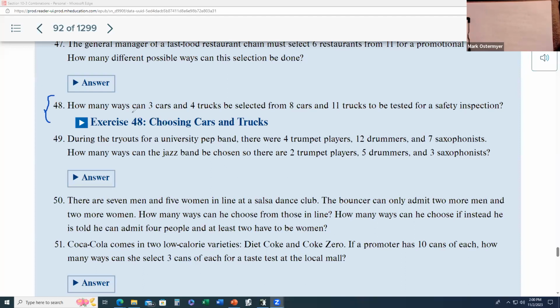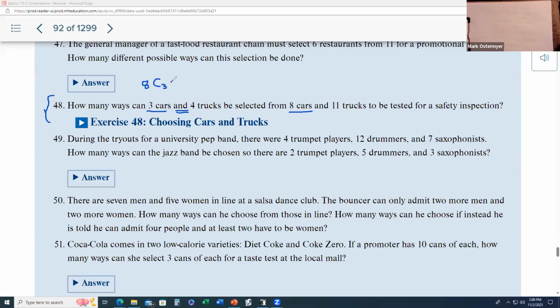All right, let's take a look at this one here. It says, how many ways can 3 cars and 4 trucks be selected from 8 cars and 11 trucks? Notice you got the word and in here, ladies and gentlemen. And means multiplication. It means we're going to be using our fundamental principle of counting. So we got 8 cars to choose from, and we're going to choose 3 of them. Order does not matter. So we're going to have 8 in combination with 3.